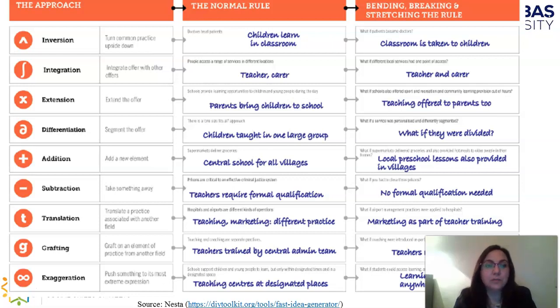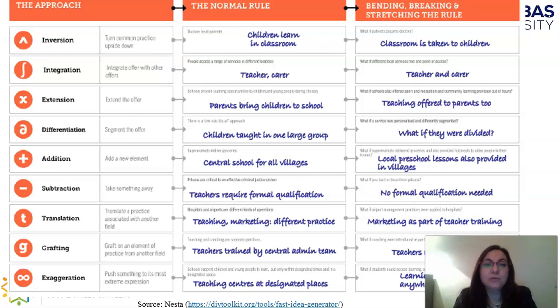In the extension approach, parents bring children to school, but what if you bend this normal rule? Teaching can be offered to parents too, then, right? In the differentiation approach, children are taught in one large group, but what if you divide children? Then maybe it's going to be easy for you.